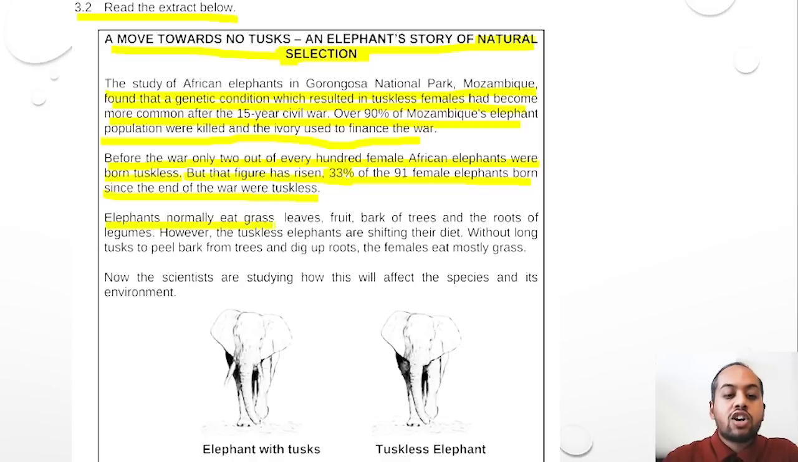Elephants normally eat grass, leaves, fruit, bark of trees and the roots of legumes. However, the tuskless elephants are shifting their diet. Without long tusks to peel bark from trees and dig up roots, the females eat mostly grass. Now the scientists are studying how this will affect the species and its environment. So you have your elephant with tusks, and then you are going to have your elephant without tusks. So you see there are no tusks here.